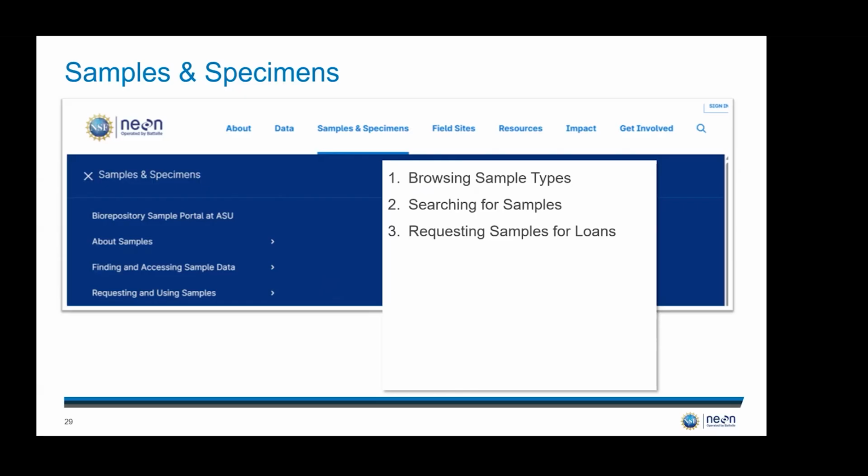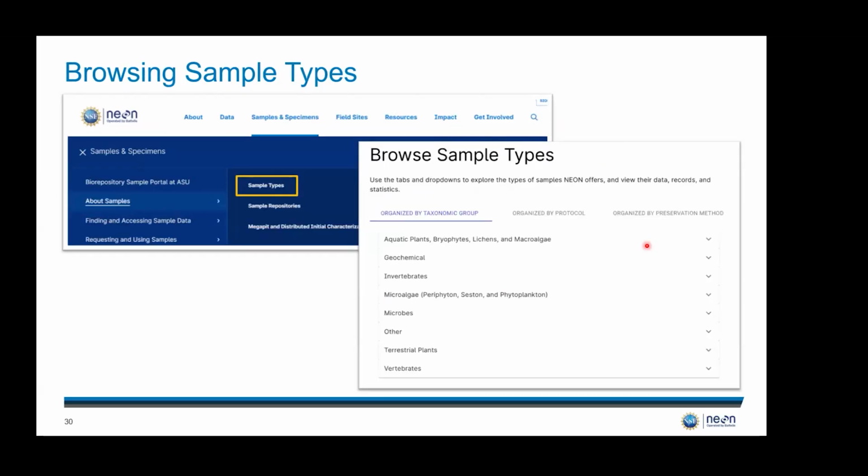For most people, this process looks something like this. First, we have to browse and figure out what might be useful for your research. We might then search for those samples, and then lastly, we need to go about requesting those samples. So first, how does one go about figuring out what it is that we even have? Well, the primary way is via the sample type browser. This is available under the About Samples tab, see sample types, and it looks something like this.